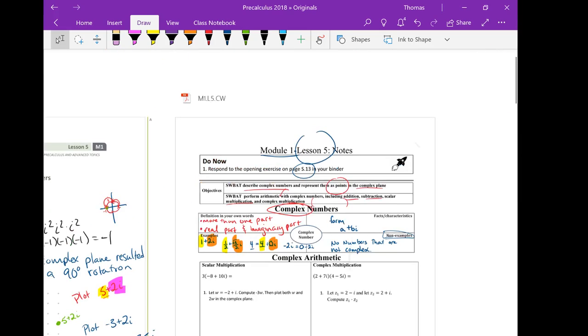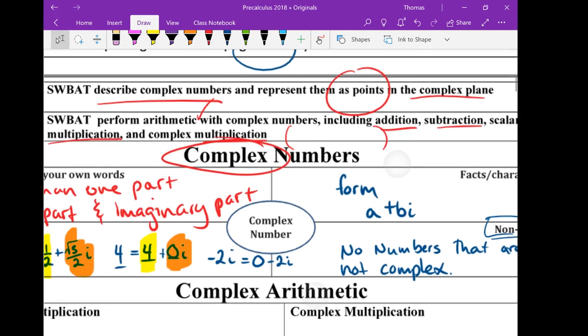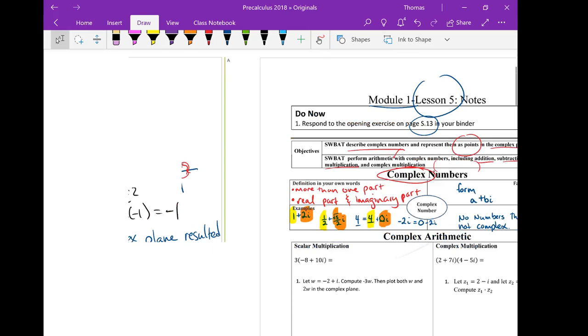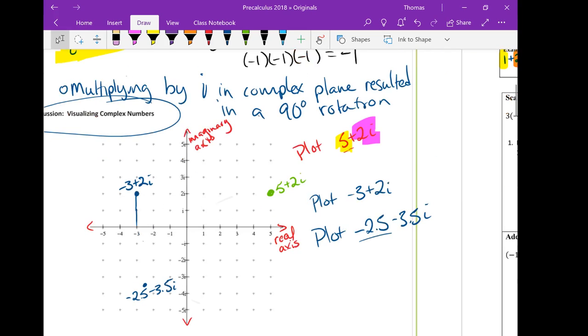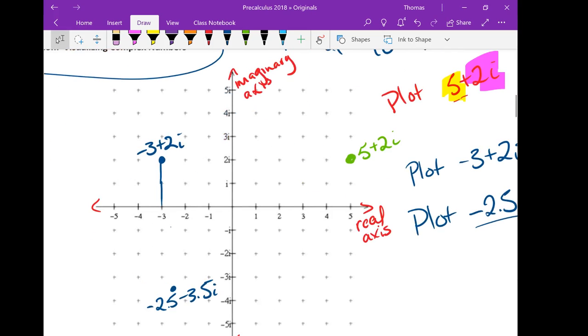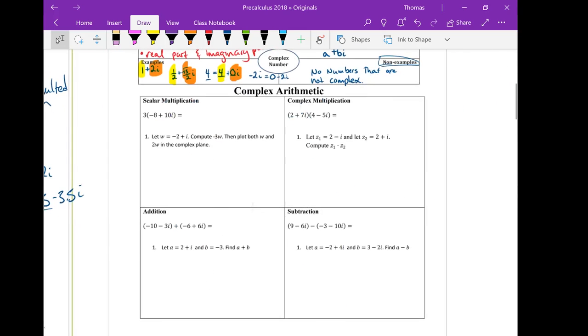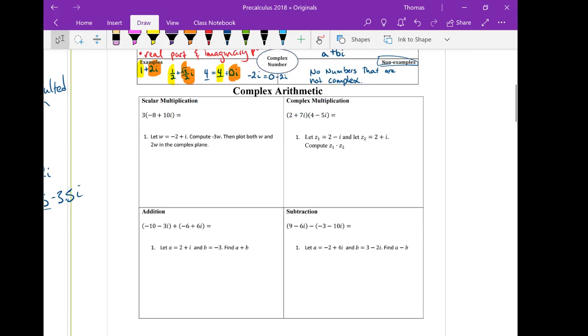Describe complex numbers. We have our Frayer diagram here to help us understand the concept of complex numbers. And then we know how to represent them as points in the complex plane using what we described over here. So in the next section, we're going to talk about how to start doing this complex arithmetic, and then we will do some practice.